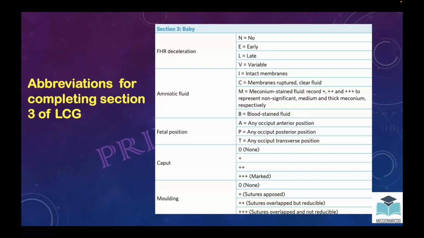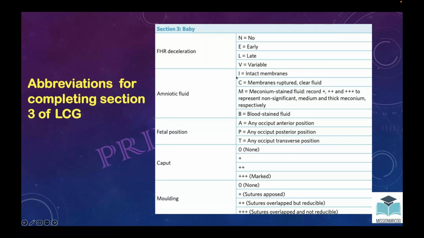So unless you know every column and every abbreviation in every column, it will be very difficult to then explain. So understanding is important. Okay, so these are the abbreviations for fetal heart deceleration. Second is the amniotic fluid.